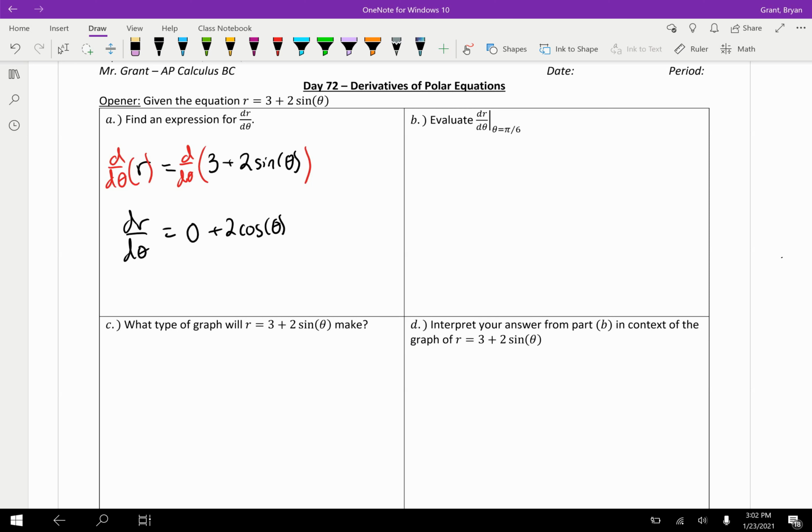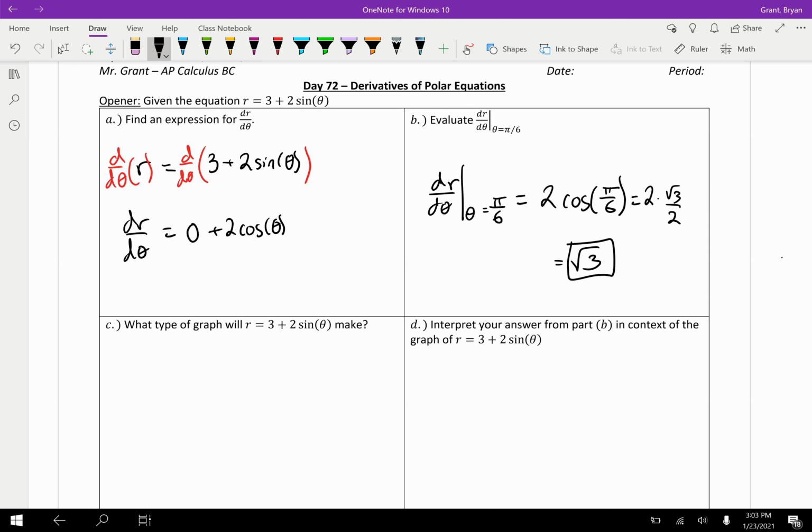Exciting. Evaluate dr d theta at theta equals pi over 6. Okay, we can do that. Dr d theta evaluated at theta equals pi over 6 will give us 2 cosine of pi over 6. Get to practice your trig values here. We need to realize that cosine of pi over 6, let's see, sine of pi over 6 is 1/2, so cosine's got to be root 3 over 2, and simplifying gives us square root of 3.